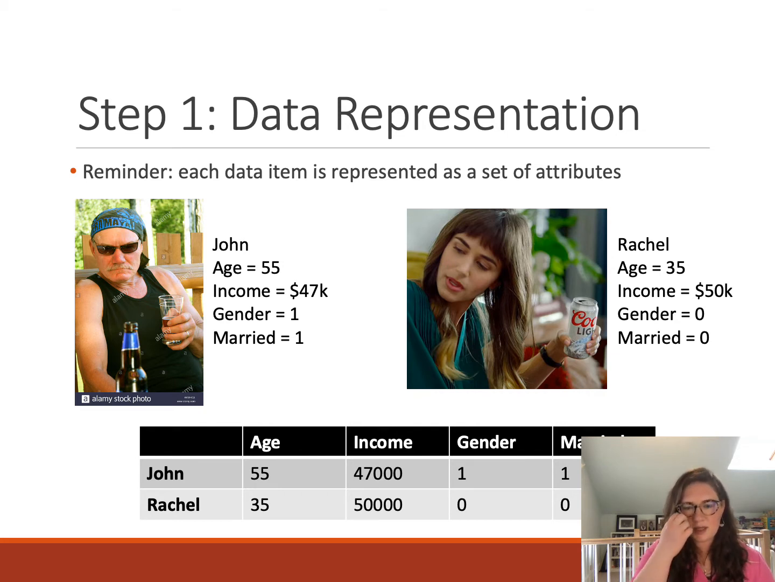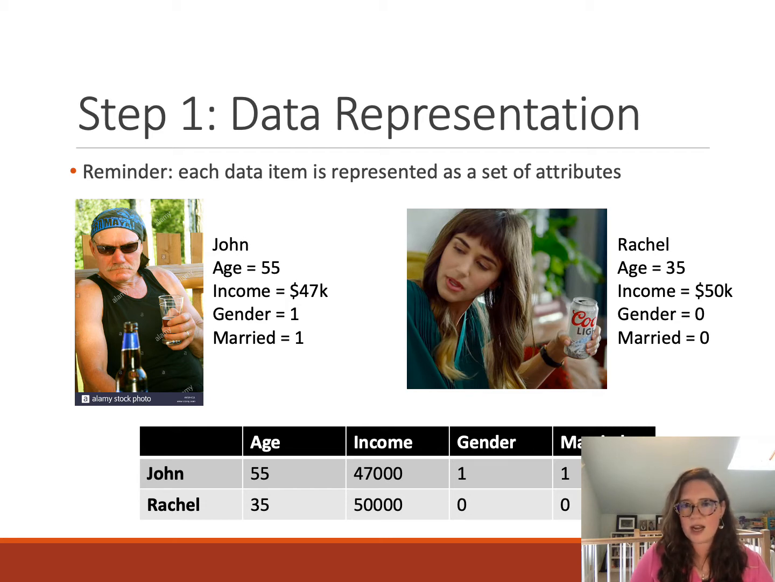Here in this beer data example, I have two example beer drinkers. I got their pictures from a Google image search. The guy on the left we'll call John. We have his age, income, gender, and whether he's married or not. Remember, in this data, male is encoded as 1 and female is encoded as 0 for gender. I thought it was funny, the stock image label for this picture is tough macho beer drinker. So he's a regular beer drinker.